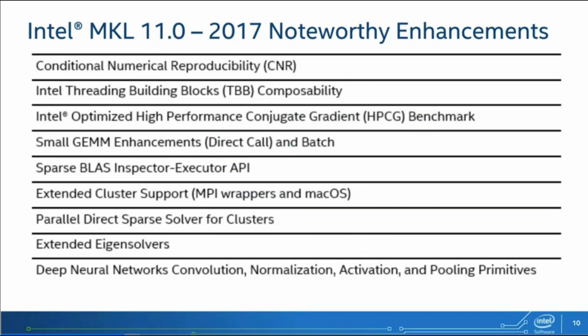For those of you that have used Math Kernel Library before, here's a variety of enhancements. For many, many years, we've focused on the ability to turn on numerical reproducibility if you'd like. Math Kernel Library is highly composable with our threading library that I'll go into in the near future here. Like I said before, we have smaller matrix multiply enhancements, and besides that, the deep neural network convolution, normalization, and pooling primitives, things like that, we've made additional performance enhancements to.